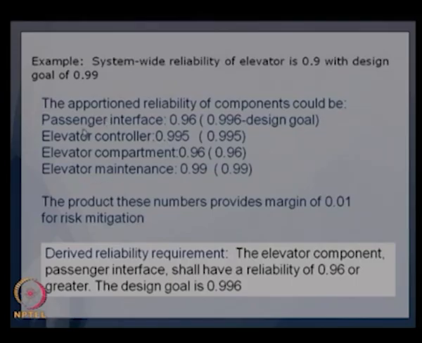So, here once you have this, then we can actually identify the derived reliability requirement. The elevator component passenger interface shall have a reliability of 0.96 or greater. The design goal is 0.996. So, once you have this, then you will write down the derived requirement which is coming from the apportionment method. For each component we can write the derived requirement as: the elevator component shall have a reliability of 0.96 or greater. The design goal is 0.996. So, this is how we use the apportionment method to divide the reliability or allocate the system wide requirements to the components.